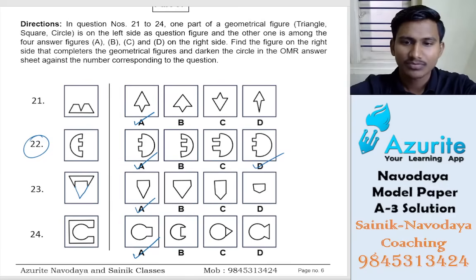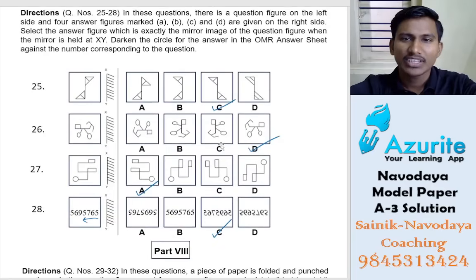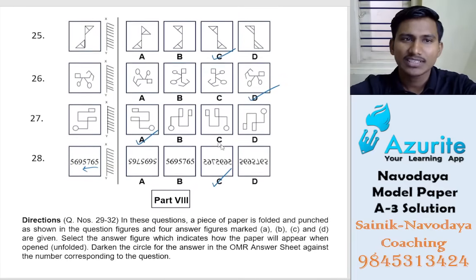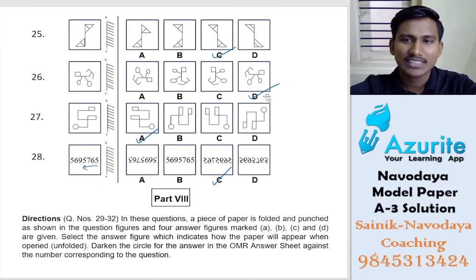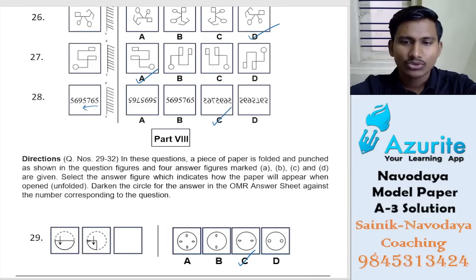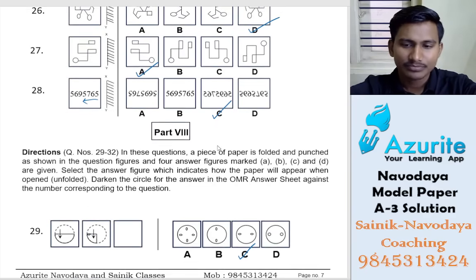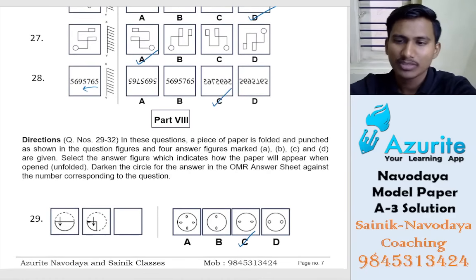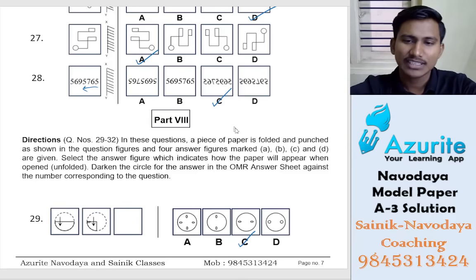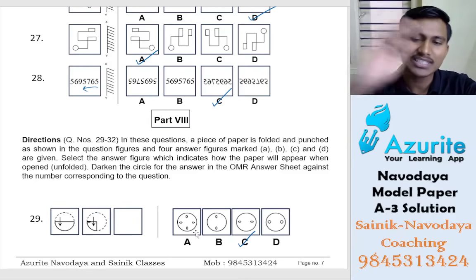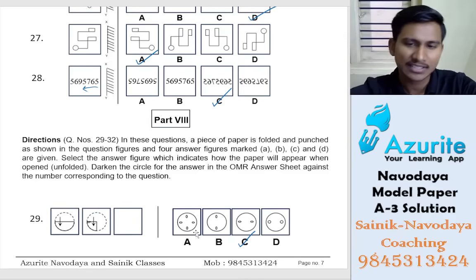Okay. So next here, that is 25. What is the answer? C. 26 is D, 27 is A, 28 is C. Okay. So now 29 is C, right? Very easy. Don't be confused with option D. That is because here A, B, C are similar way. That is why it is C answer.